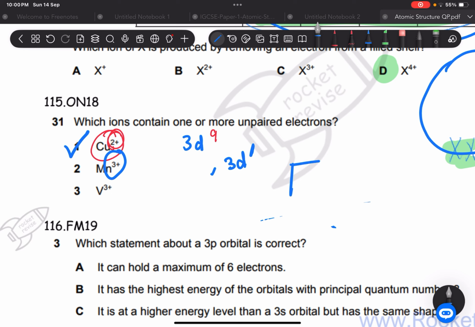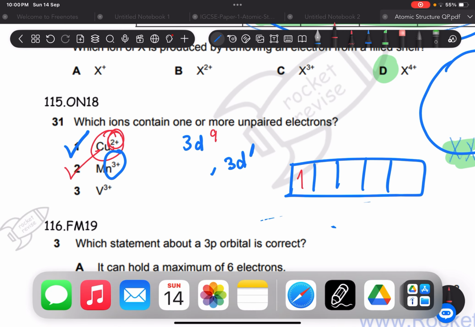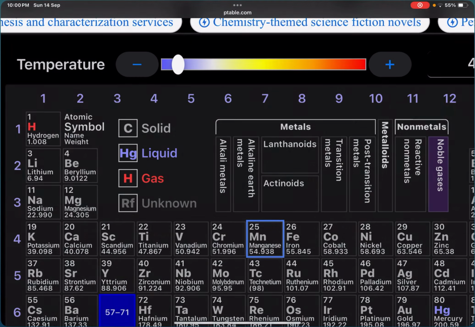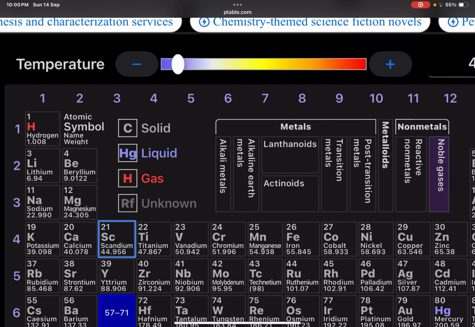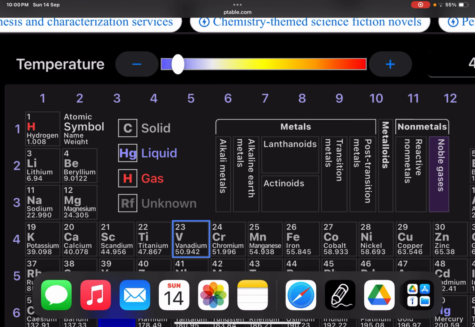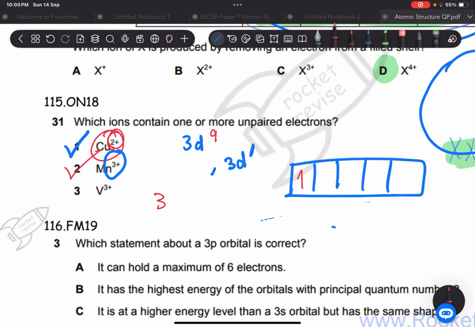And 3d1 means your 5 orbitals like this, 1 2 3 4 5, and you only have 1 electron in the first orbital. So this also contains unpaired electrons. Now it's time for V3+. So first we're going to write for V, and then we're going to write for 3+. So V is right here, so it's 3d1 2 and 3, 3d3. Okay, so it's 3d3. The last shell is 3d3, and after 3d3 we have the 4s2 subshell as well, don't forget this.